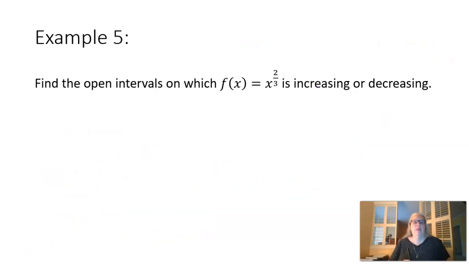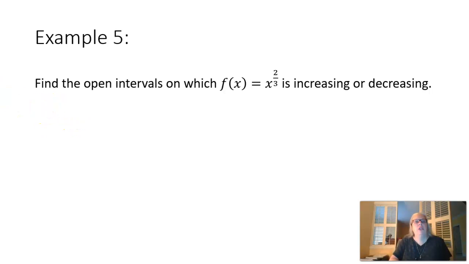Here we've got example 5. We're supposed to find the open intervals where f of x is equal to x to the power of 2/3 is increasing or decreasing. Now we have this one in here because this time we're going to have a situation where we actually have an undefined place, and we're using that as a critical point. So let's see what happens.